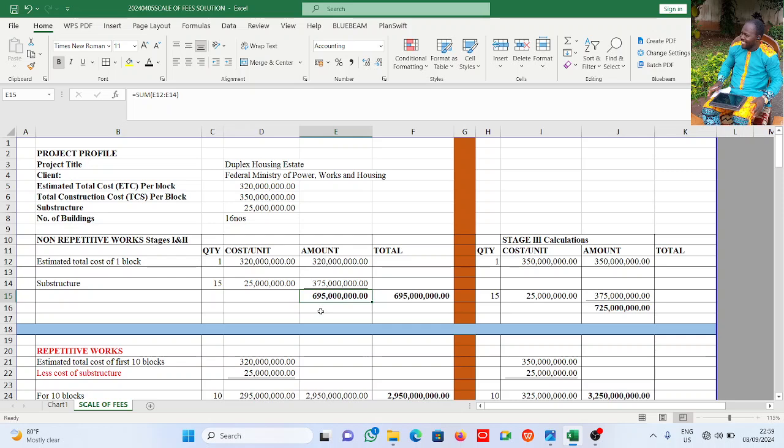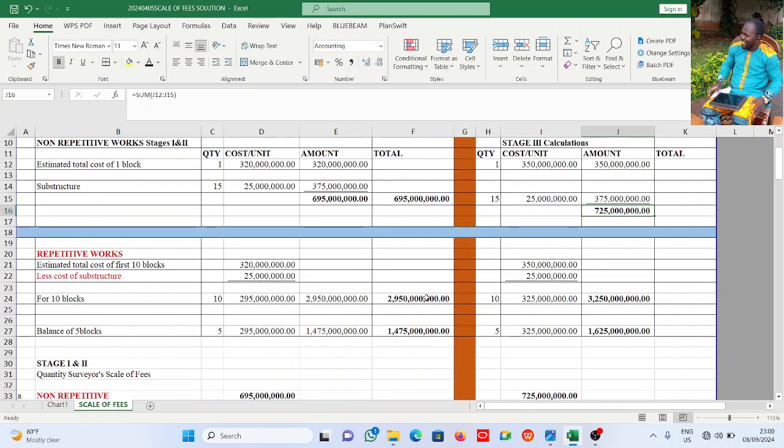The same thing is applicable to stage 3. Of course, I did what I did here for stage 1 and 2, and the same thing is applicable to the stage 3 calculations. Stage 3 is not repetitive, and we have a total cost for it. The total construction sum is 350 million. The same thing I did here is what I'm going to repeat here. This 15 number, I sum them up, and I have this.